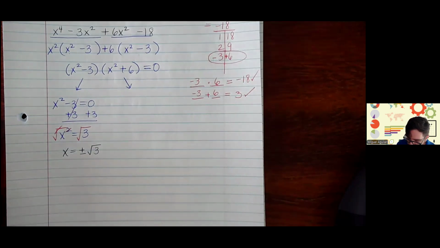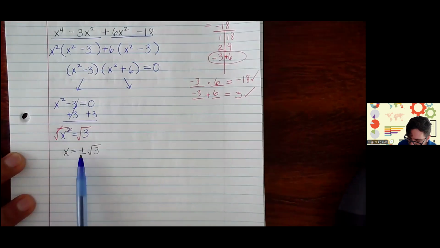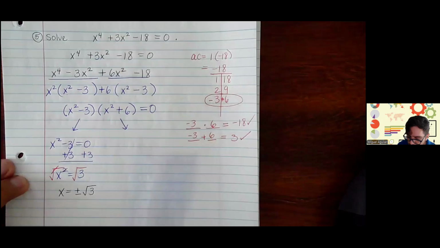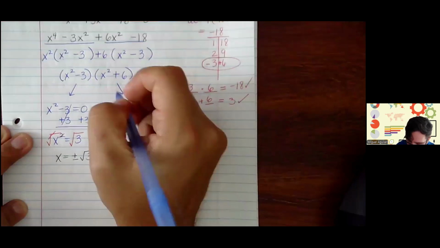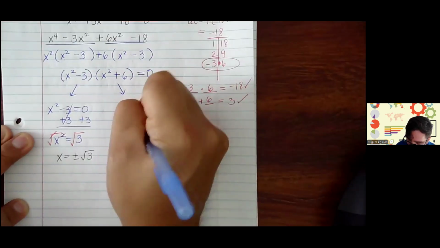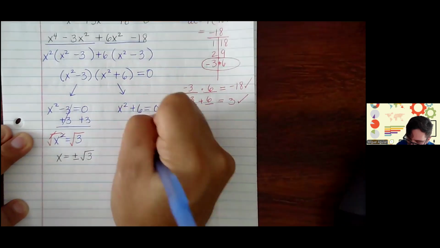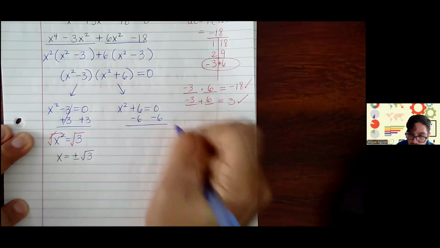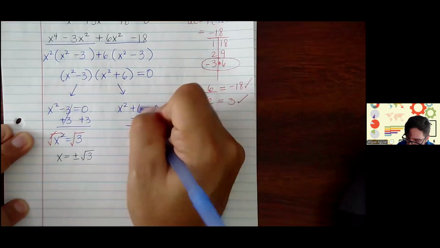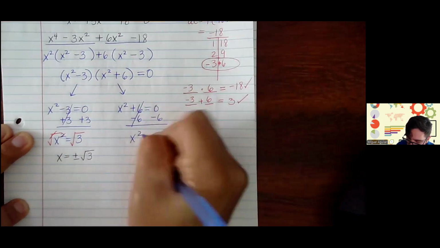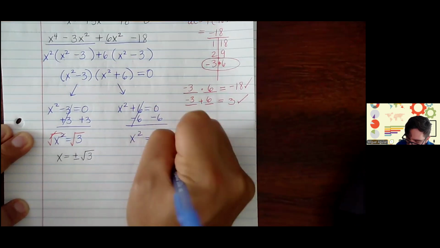Next, we said, okay, well, positive and negative root 3, that's going to be our two solutions. But since this is a fourth degree polynomial, we need two more solutions. So we're going to go back to this factor, x squared plus 6, zero that out, and now start solving that quadratic equation. So we're going to subtract 6 from both sides, cancel out our 6's. We have x squared is equal to negative 6.